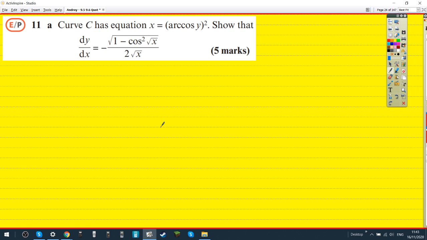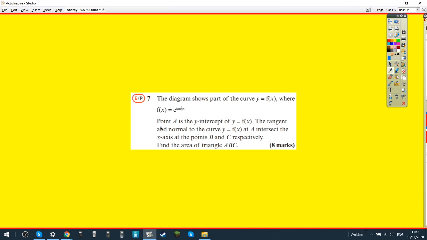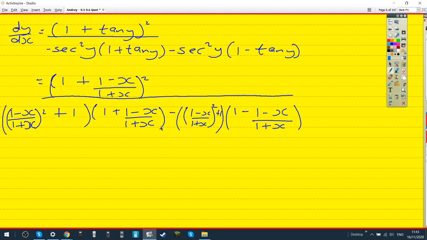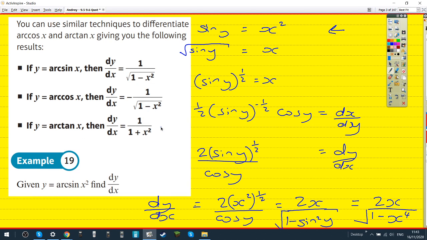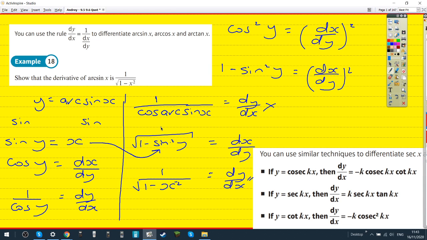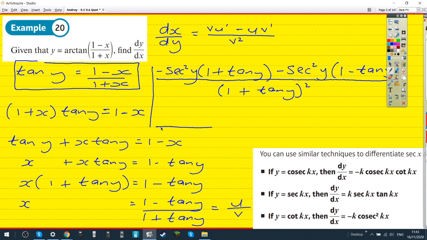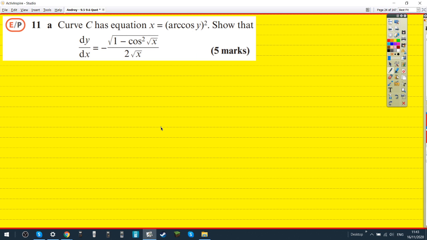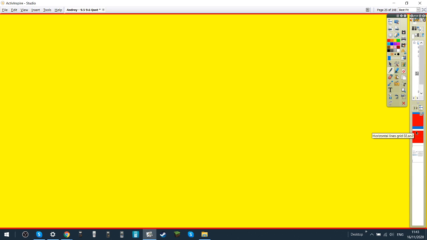You see, the curve has the equation x equals r cos 1 squared. Show that 1 minus cos squared. Okay, hang on, so we previously found arc cos y. It wasn't too bad. Oh, did we? That was arc sine, and that was arc tan. We didn't actually find arc cos. Let's do it now, before we start monkeying around with this thing.